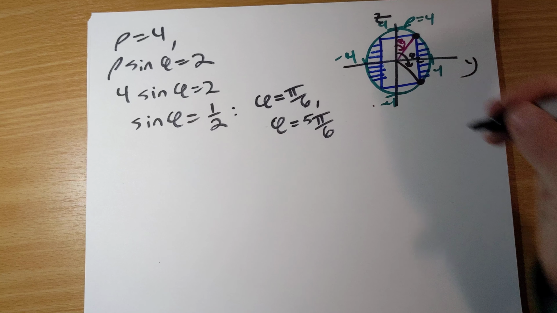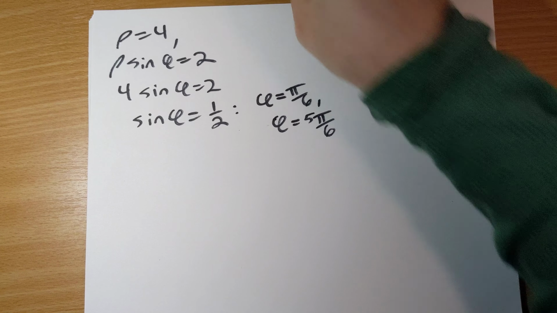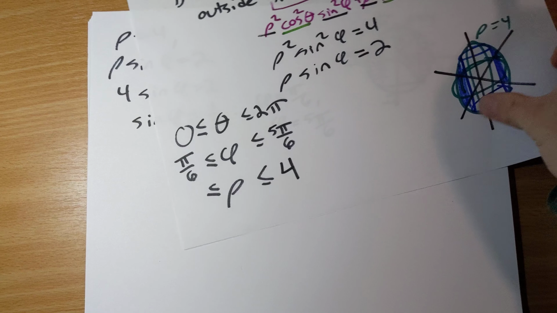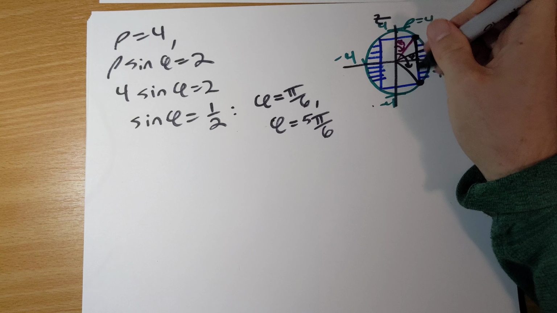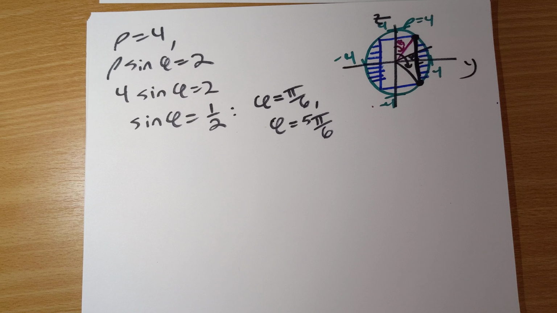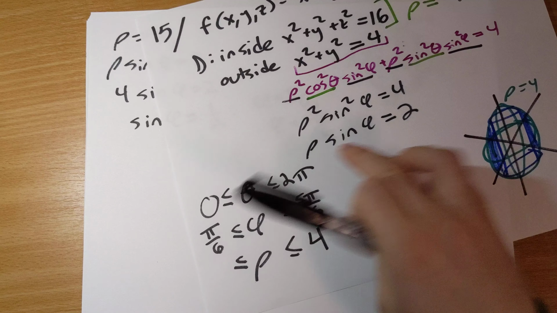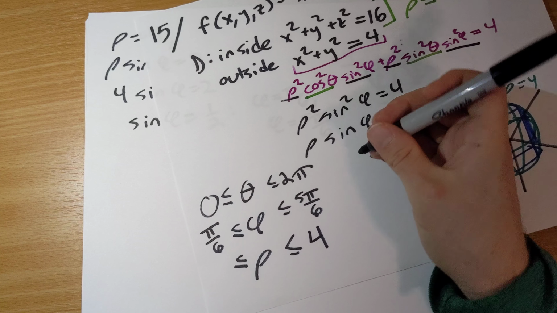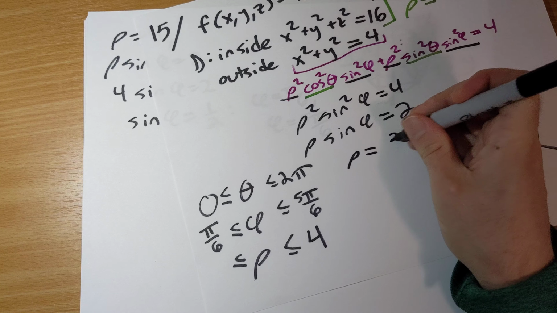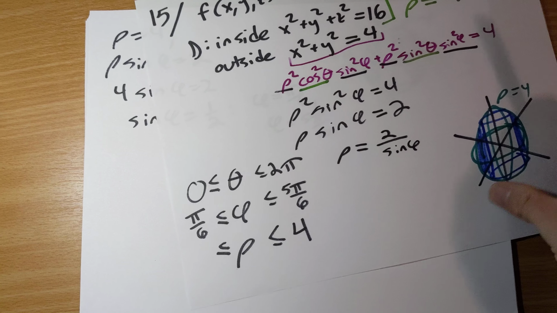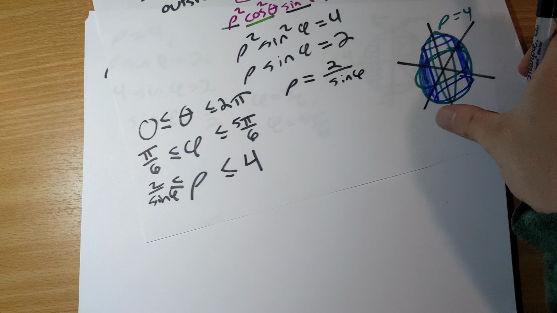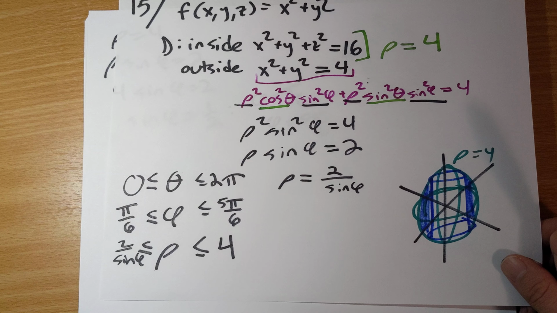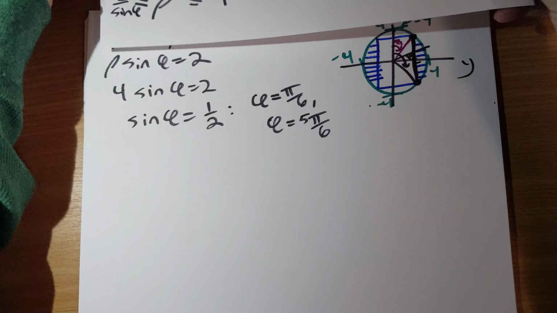How about rho? The biggest rho can be is 4. And the smallest rho can be, for a particular value of phi, has to do with the surface of that cylinder right there, which is coming from rho sine phi is equal to 2. So we divide both sides by sine phi. Rho is equal to 2 over sine phi. And there's all of the bounds that we need. So we can write down our final answer at this point.